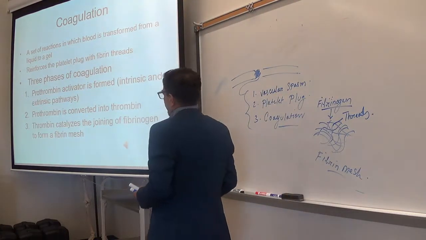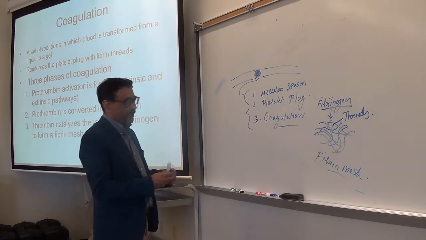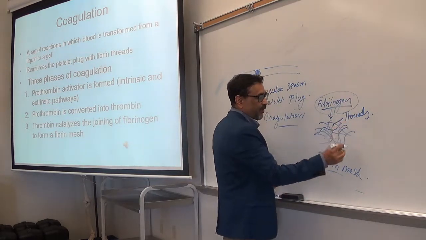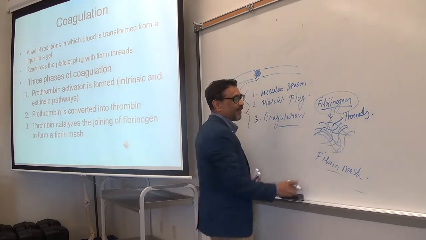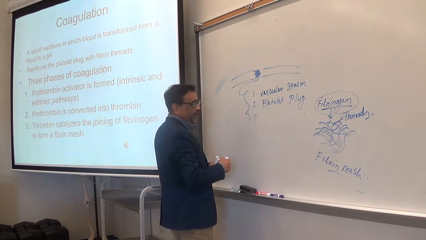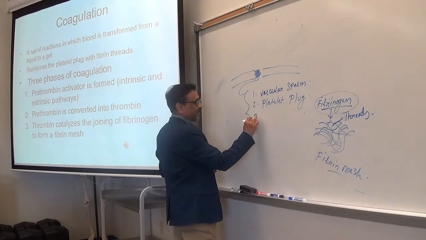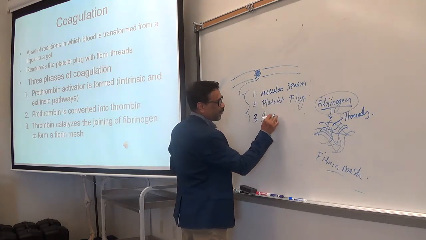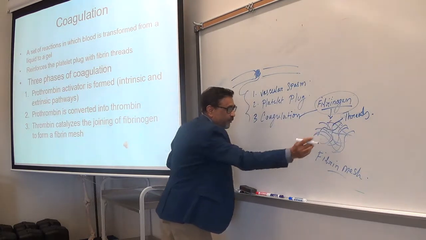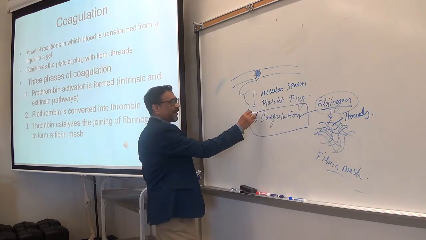Okay. Now, how the fibrinogen, this plasma protein, is converted to fibrin threads. That is the coagulation, number 3 here. So we'll talk about the coagulation in more detail, okay? Fibrinogen is converted to fibrin. So we'll talk about this process in more detail, okay?